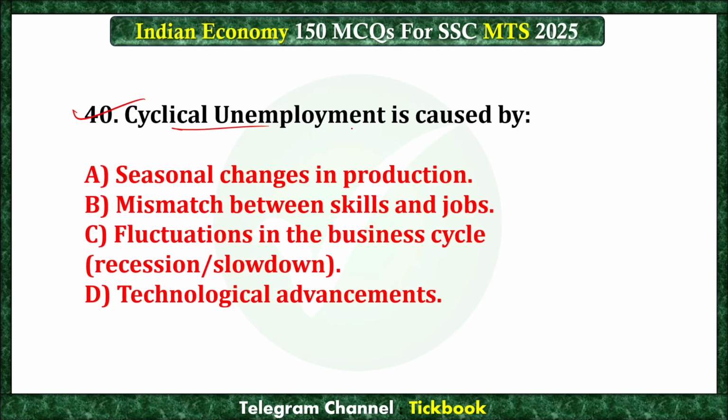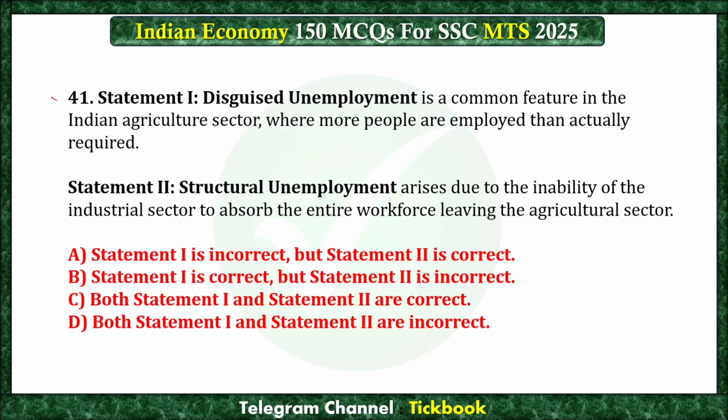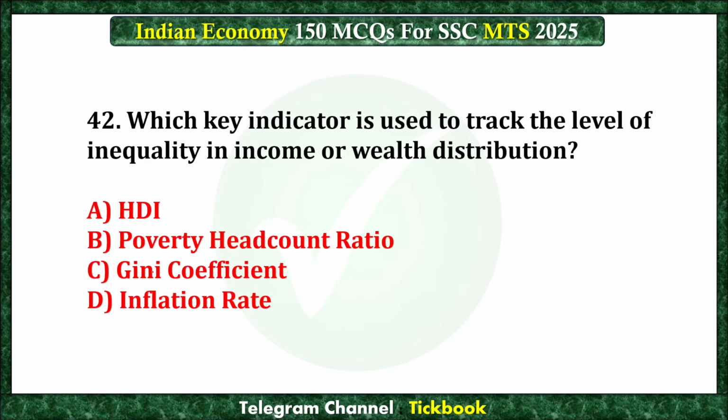40. Cyclical unemployment is caused by number C, fluctuation in the business cycle, recession or slowdown. 41. Statement 1. Disguised unemployment is a common feature in the Indian agriculture sector where more people are employed than actually required. Statement 2. Structural unemployment arises due to the inability of the industrial sector to absorb the entire workforce leaving the agricultural sector. Option number C. Both statement 1 and 2 are correct.